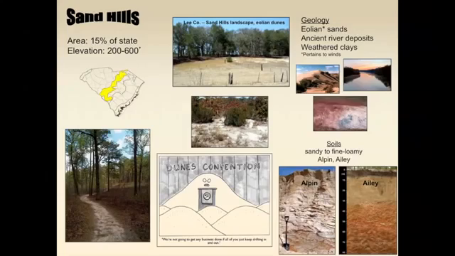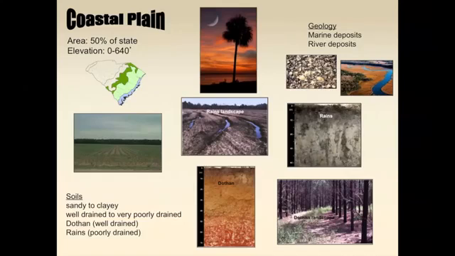We're not going to be able to see too many. Hopefully I'll show you one or two. Your coastal plain, you've got marine deposits and river deposits mainly. Lots of sand, but also loamy soils, deep, well-drained and loamy soils, but quite a bit of sand as well.